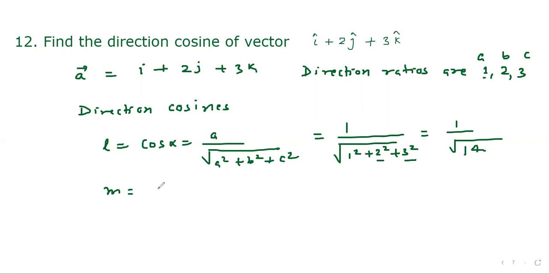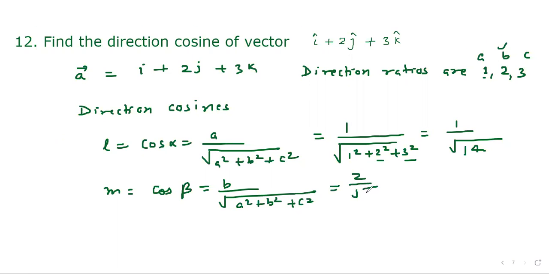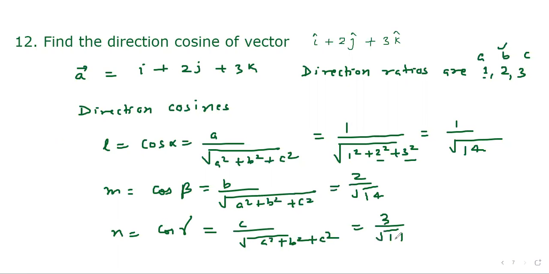Similarly, m is cos beta, which is the second value, b upon root of a square plus b square plus c square. Then it will be 2 divided by root 14. Similarly, n is cos gamma, which is equal to c upon root of a square plus b square plus c square. So that will be 3 upon root 14. So this is our answer.